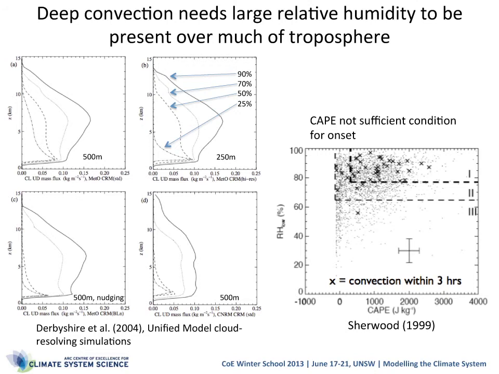So you get a larger amount of mass flux over a higher depth when there's large relative humidity. And they compared that to a different model, run at a 500 meter resolution, and the results are qualitatively similar. You get a higher depth of convection when you have high relative humidity over a large troposphere.